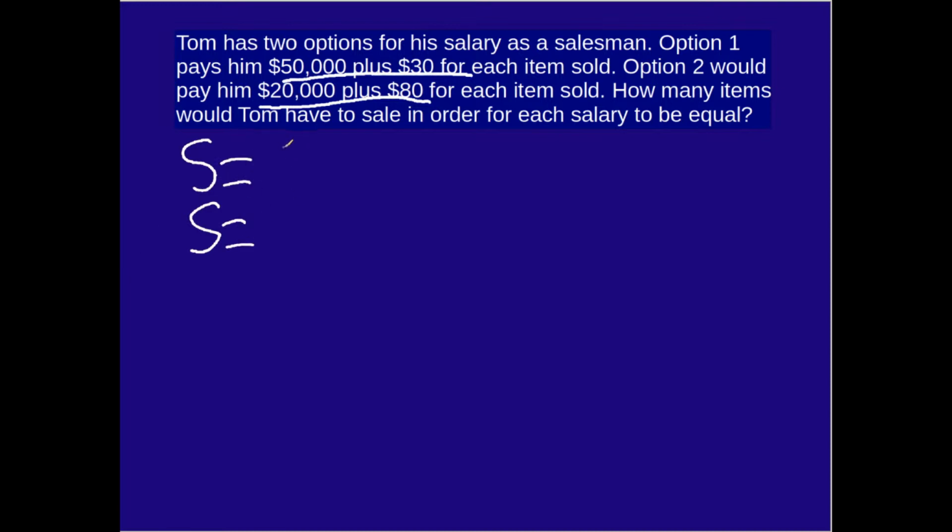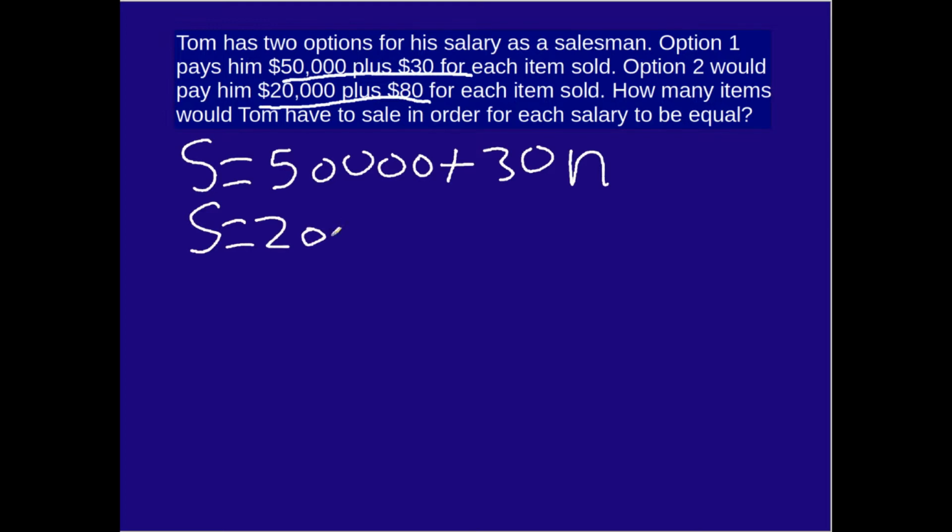S equals, for the first one, 50,000. This is what you start with no matter what you sell, plus however many items you sell, 30. Now right now we don't know how many items we're going to sell, so we're just going to call that N, because we're going to have a number there. N just kind of stands for number. And then for the second one, it's 20,000. That's the base salary no matter how well you do, plus 80 times N, because we don't know how many items we're going to sell yet. And we want these two to equal each other.